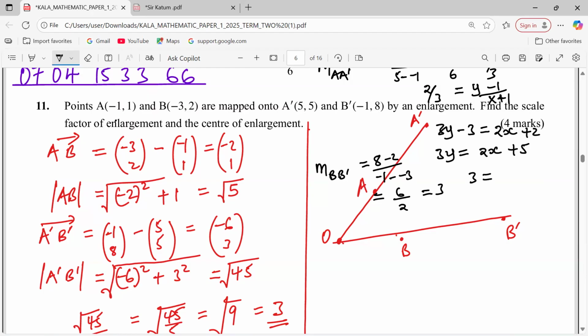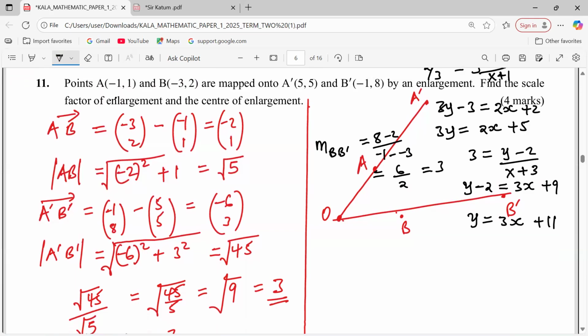How do we express this gradient? 3 equals change in y, y minus 2, out of change in x, x minus -3, which makes it a plus. So y minus 2 equals 3x plus 9. y equals 3x plus 11. We have the equation for the first line and the equation for the second one is found.